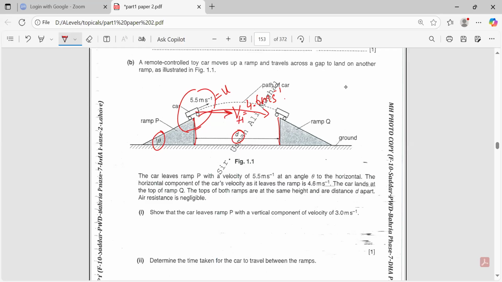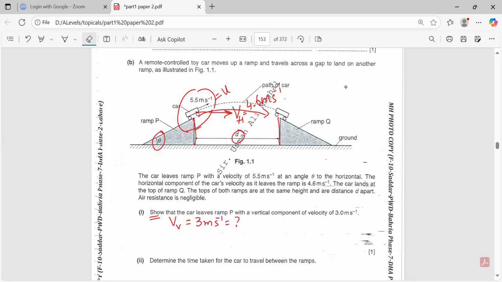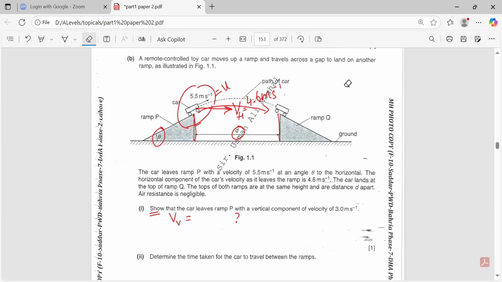It says, show that the car leaves ramp P with a vertical component of velocity of 3 meters per second. So you have to prove that the vertical component of the velocity is equivalent to 3 meters per second. You need to show this. Whenever the term show is there, it means you have to prove whether the vertical velocity is 3 meters per second or not. So in fact, we need to find the value of the vertical velocity. This is to be found, right?